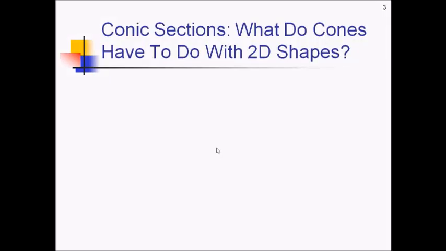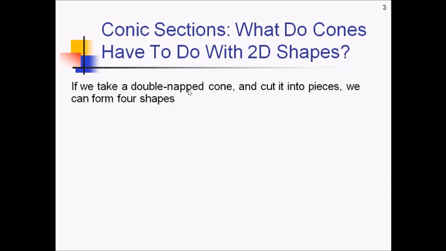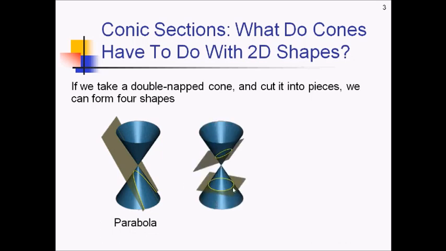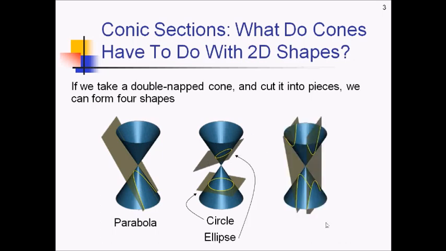Now, some of you might be wondering what cones could possibly have to do with two-dimensional shapes. If we take a double-napped cone, which is this kind of deal here, and cut it into pieces, we can form four shapes. One shape, as you see here, is a parabola. Another shape, if you cut this horizontally, is a circle, or if you cut it at an angle like this, but still going across the whole cone, we've got an ellipse. And finally, if you cut it up and down like this, we've got a shape called a hyperbola.